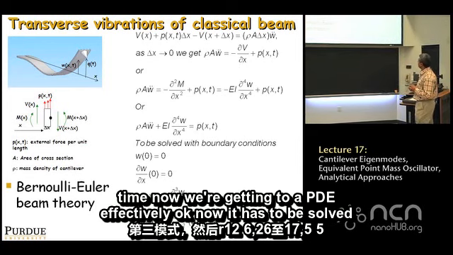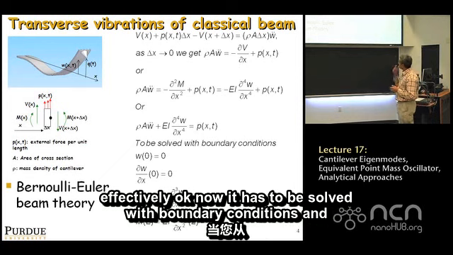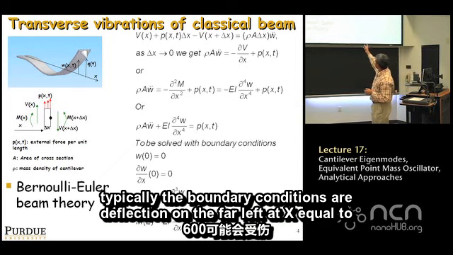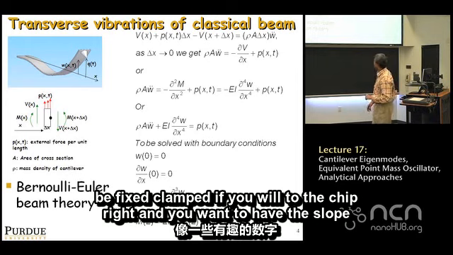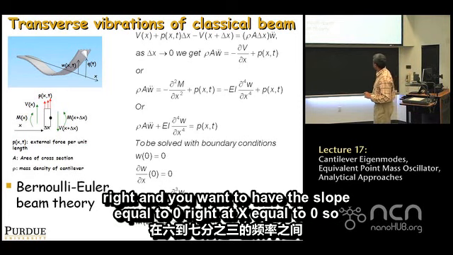Now, it has to be solved with boundary conditions, and typically the boundary condition is that the deflection on the far left at x equal to 0 is going to be 0, because it's fixed, clamped, if you will, to the chip. Right? And you want the slope equal to 0 at x equal to 0.